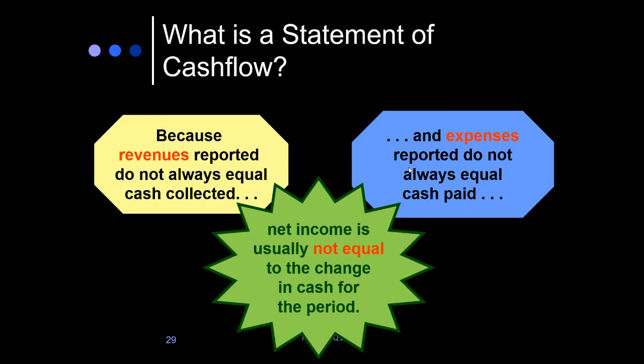Because revenues reported do not always equal cash collected, and expenses reported do not always equal cash paid, net income is usually not equal to the change in cash for the period. So you must understand that revenues and expenses usually include accruals and prepayments.